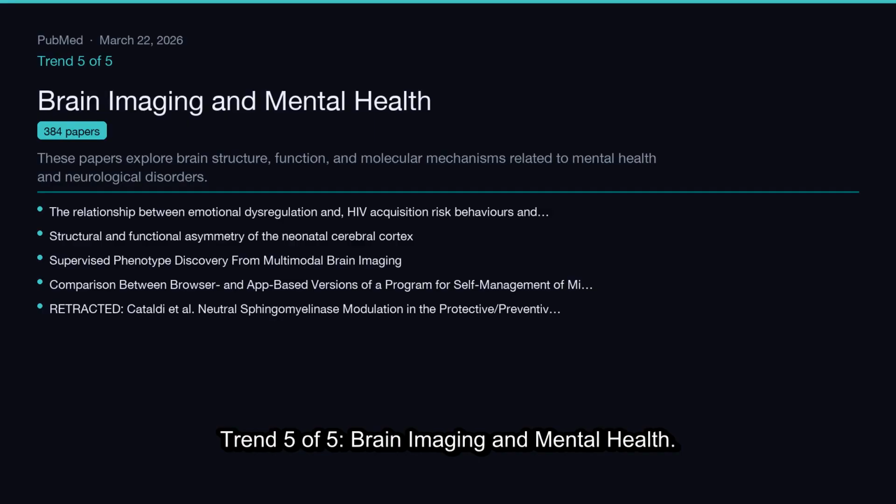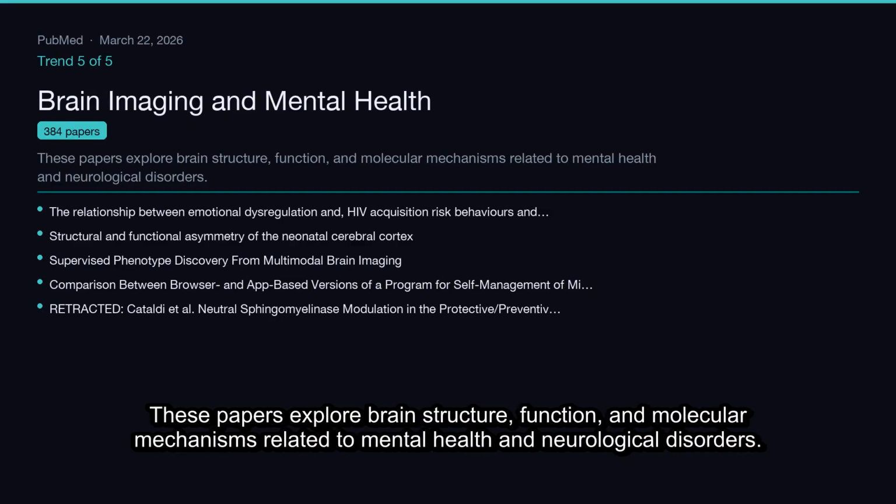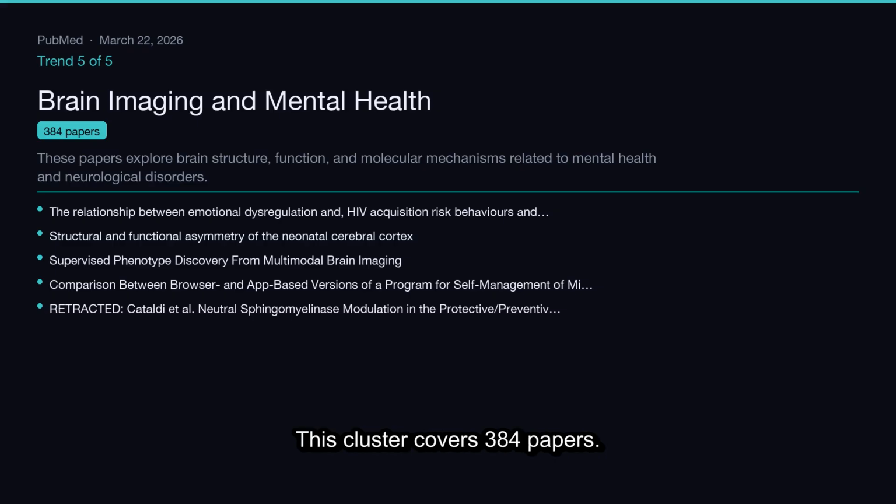Trend 5 of 5. Brain imaging and mental health. These papers explore brain structure, function, and molecular mechanisms related to mental health and neurological disorders. This cluster covers 384 papers.